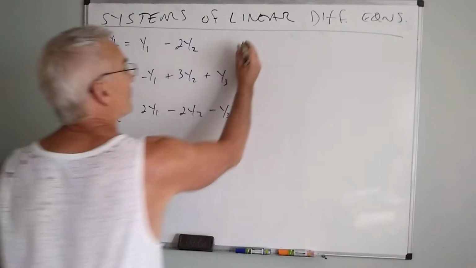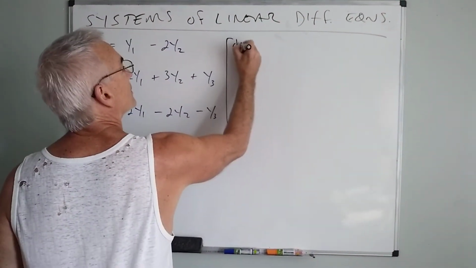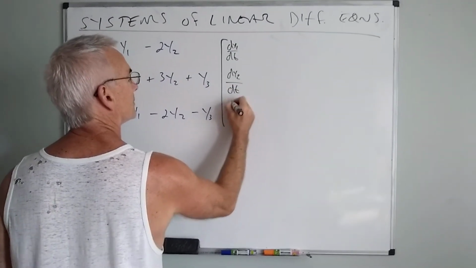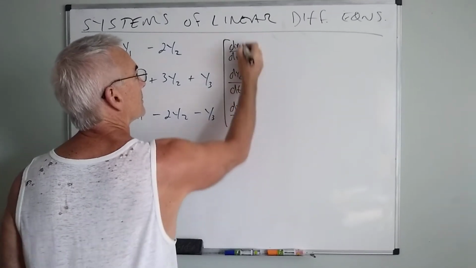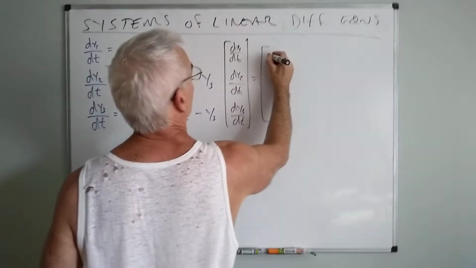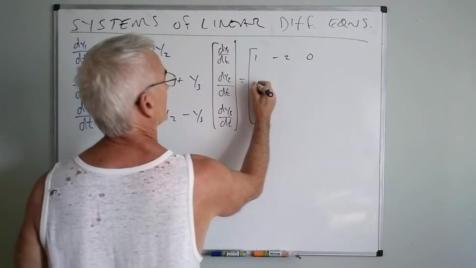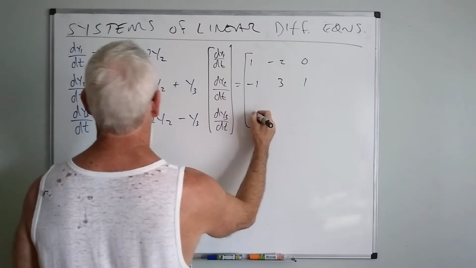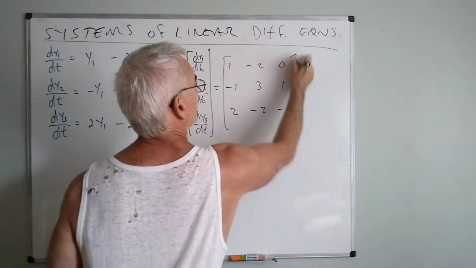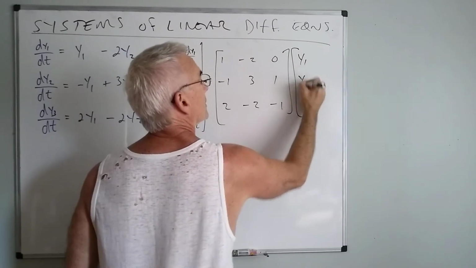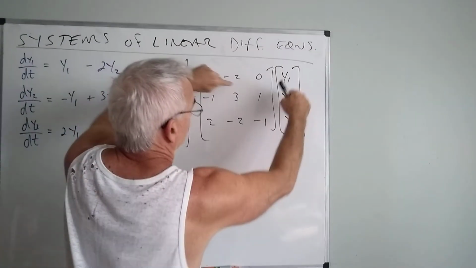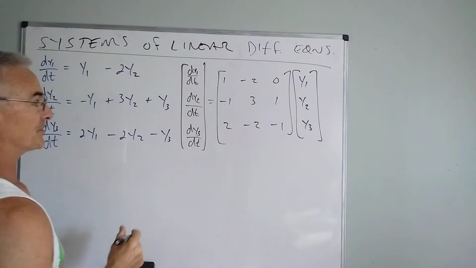So we will write the first part as a column matrix. Then the coefficient matrix of all the y's right here. So 1, negative 2, 0, negative 1, 3, 1, 2, negative 1, excuse me, 2, negative 2, negative 1. Then times the column matrix of the y's. So if you remember your matrix multiplication, it would be this, this, this, equaling this that reproduces the first one.